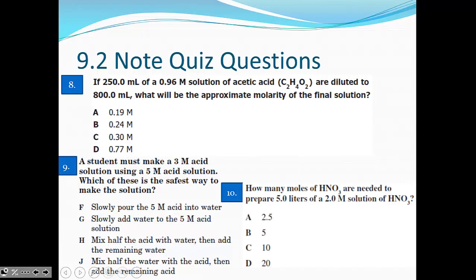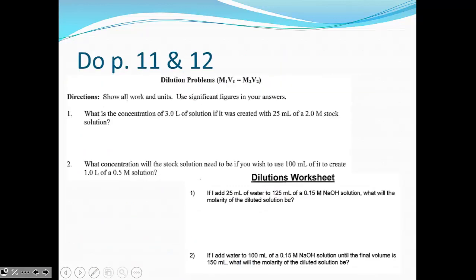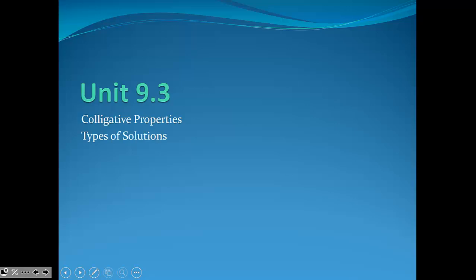You can do the last 3 note quiz questions, as well as get lots of practice on dilution problems, on number pages 11 and 12. I will see you next time, where we wrap this unit up by talking about colligative properties and different types of solutions.